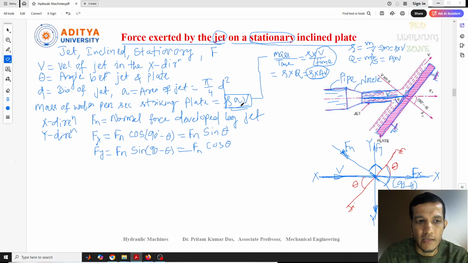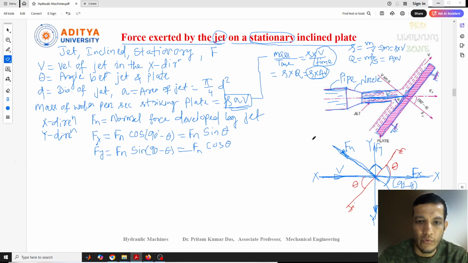This is the mass flow rate, rho A V, and this is the force acting on these directions. Okay, now we need to calculate the Fn value. So this Fn value, as I told you, this one we need to calculate. So I'll say one more thing here. We need to calculate the Fn, the force.